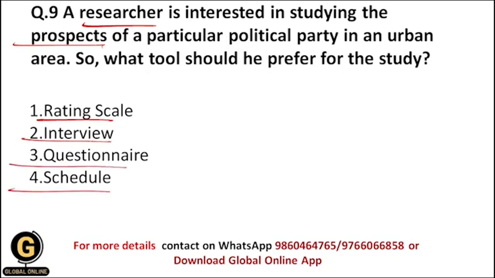So students, now here the researcher wants to study the prospects of a political party in an urban area. Taking all of these things into consideration, we can understand that an urban area includes a lot of population, so the researcher can't take interviews, right? So the interview option gets eliminated because it will take lots of time for the researcher.